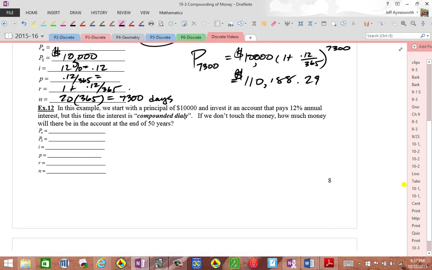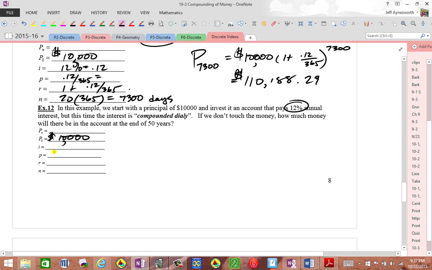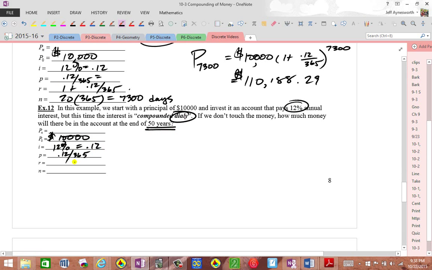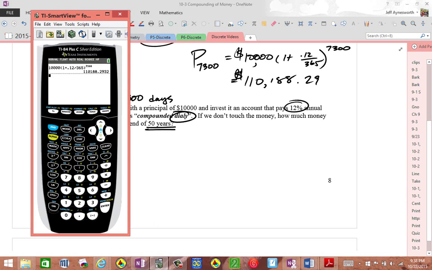All right, so last problem, 10,000 bucks. There's my seed, 12%. So 12% there, 0.12. All right, this time I'm going to do it right. So 0.12 divided by 365, because there's 365 days a year, because we want to compound it daily. How much money are we going to have after 50 years? So I don't know. So 1 plus 0.12 divided by 365. Let me see, 50 years times 365 days. What is that? I don't know.